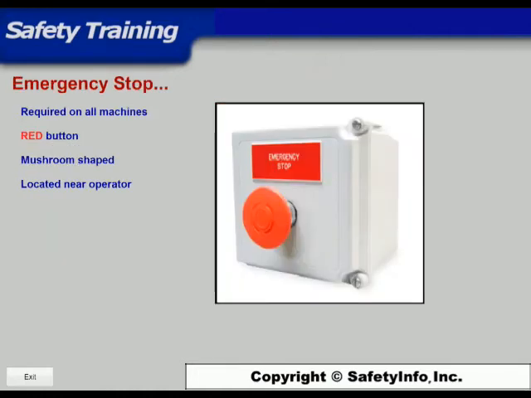One control that is required for all machinery is the emergency stop button. This is a prominent red-colored mushroom-shaped button that when pushed immediately stops the machine. It must be located such that it is readily accessible from all operator positions.